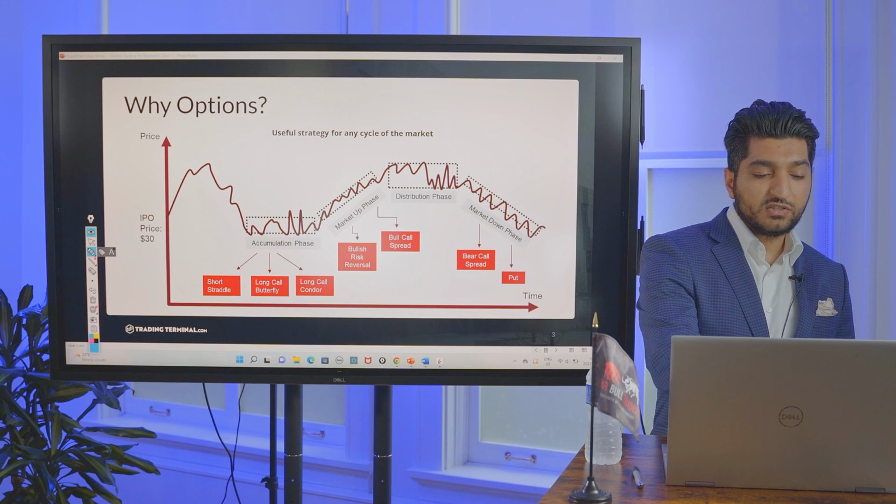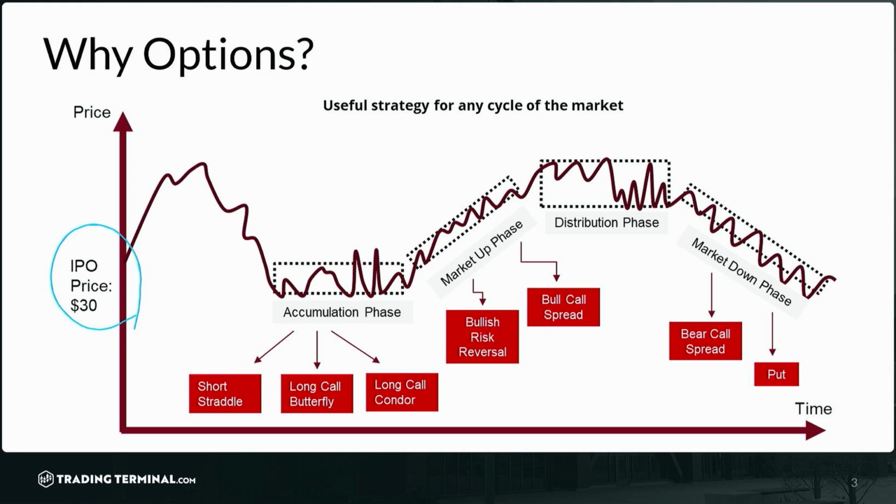So let's take this imaginary stock that IPO'd at $30. You had that classic IPO pop, the stock went up, some sell off, some insiders taking profit.